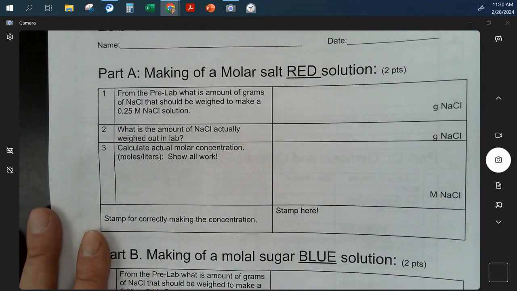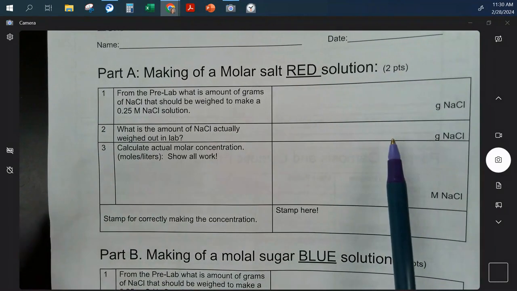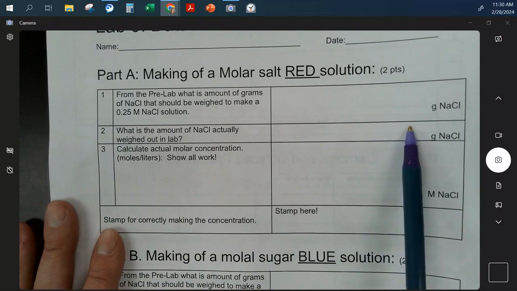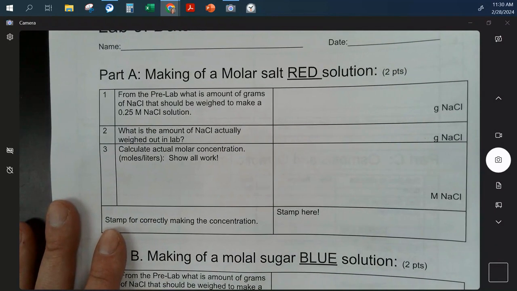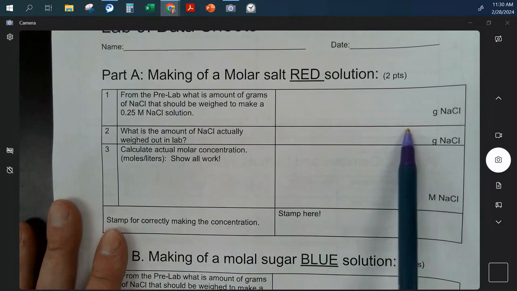Then you're going to go in the lab, and you're going to actually do this. And it might be different. Like you might have weighed out 1.6 grams. So if you weigh out 1.6, you need to write that down. If you weigh out 1.5, you're going to write 1.5 down.